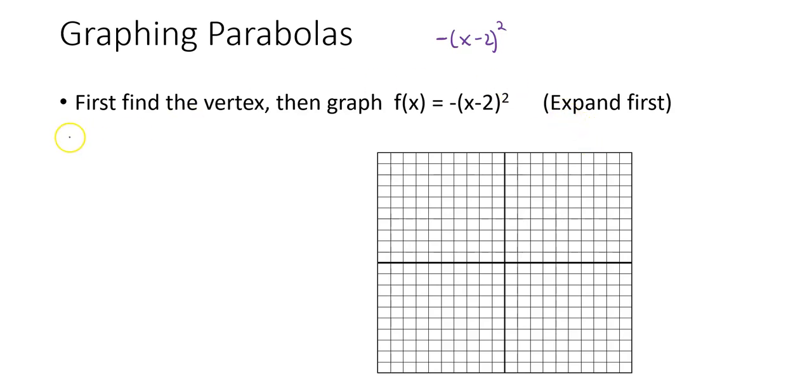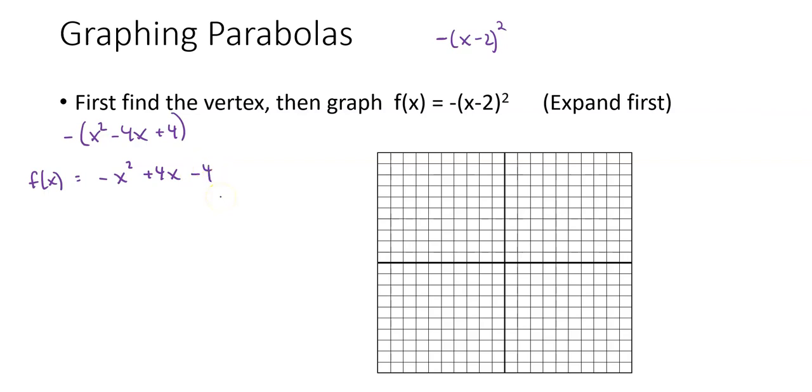So how do I expand this first? Let's expand x minus 2 squared first. So first term squared, double the insides, last term squared, and then we apply that negative. So I get f of x equals negative x squared plus 4x minus 4.